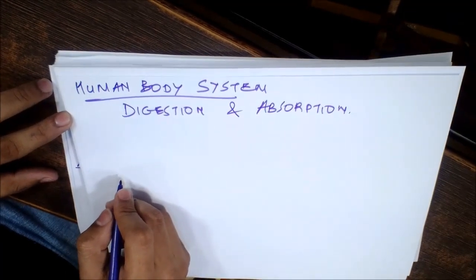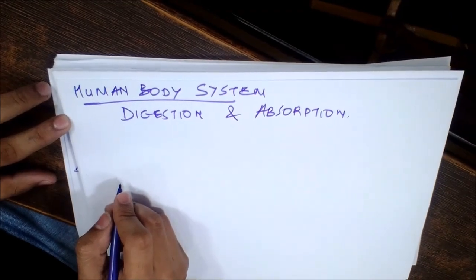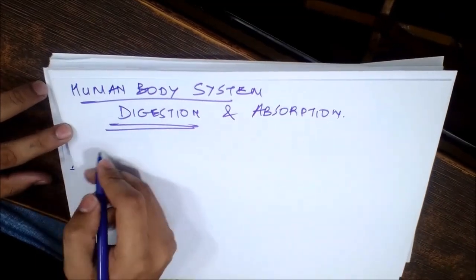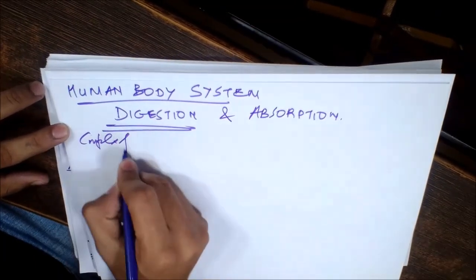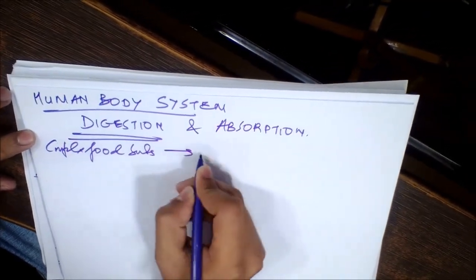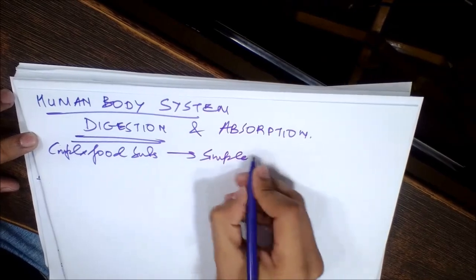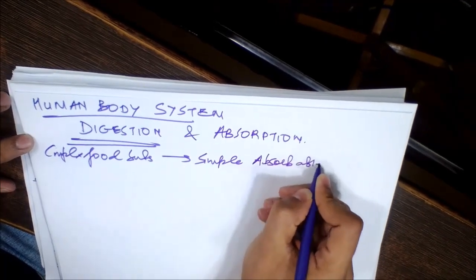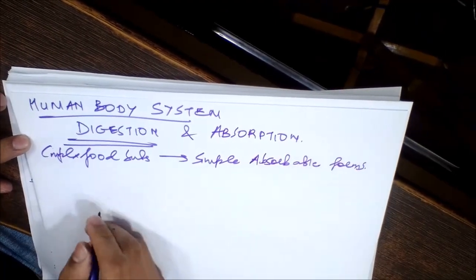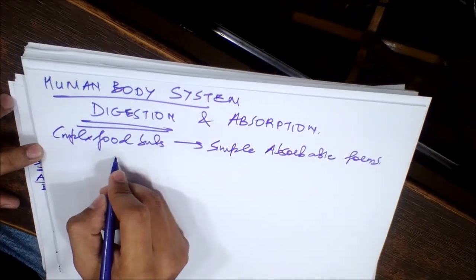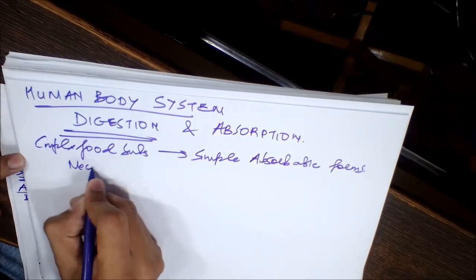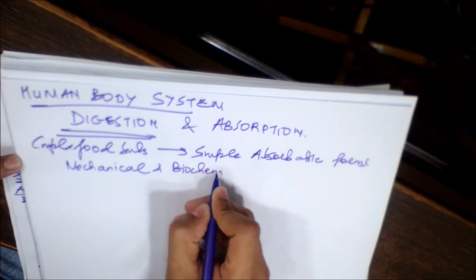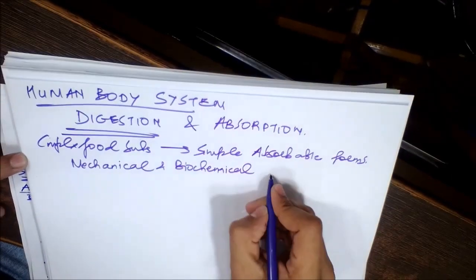Biomolecules in food cannot be utilized by the body in their original form. They have to be broken down and converted into simple substances in the digestive system, and this is what is done in the process of digestion, wherein complex food substances are broken down into simple absorbable forms. It is carried out by the digestive system of the body by mechanical and biochemical methods, where a large number of digestive glands are involved.